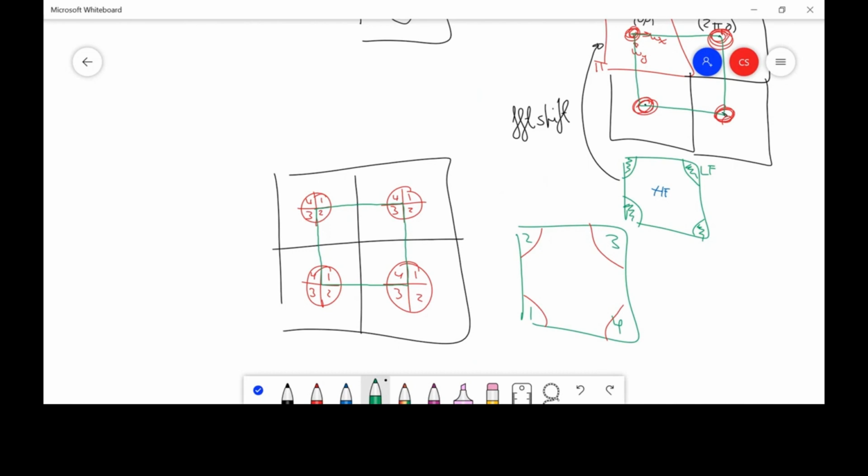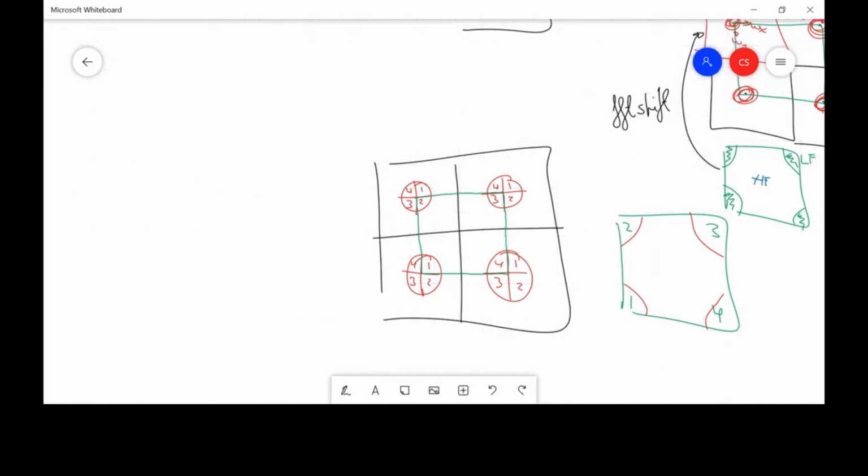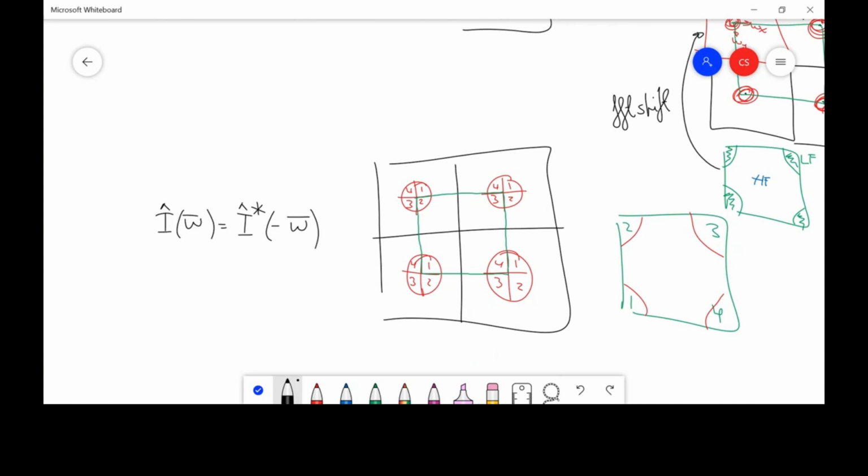And there is also some interesting idea here. Because of the Hermitian symmetry, we know that the Fourier transform at a given location is equal to the complex conjugate of this. So that means if I take a point here, this is F of omega, the Fourier transform at that point. And it should be the complex conjugate of this one here that is in front with respect to the origin. So this is what this means.